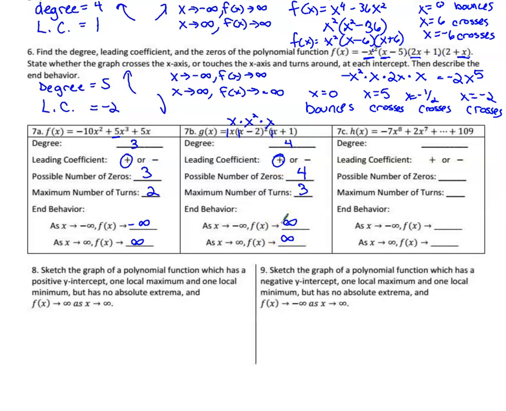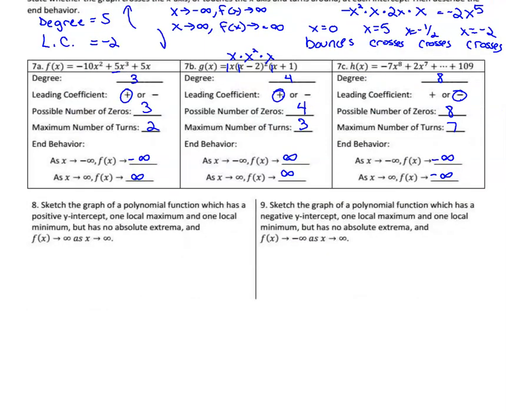And on 7c, the degree is the highest power, which is 8. The coefficient in front of that term is a negative 7. The maximum number of zeros, it could have 8 solutions or zeros, but only 7 turns. And since it's a negative leading coefficient, that means down on the right. And since it's an even power, the left does the exact same thing. An odd power would have to be the opposite.